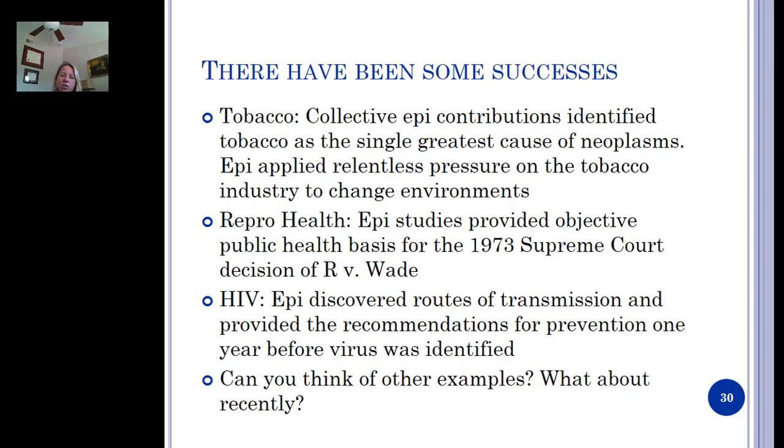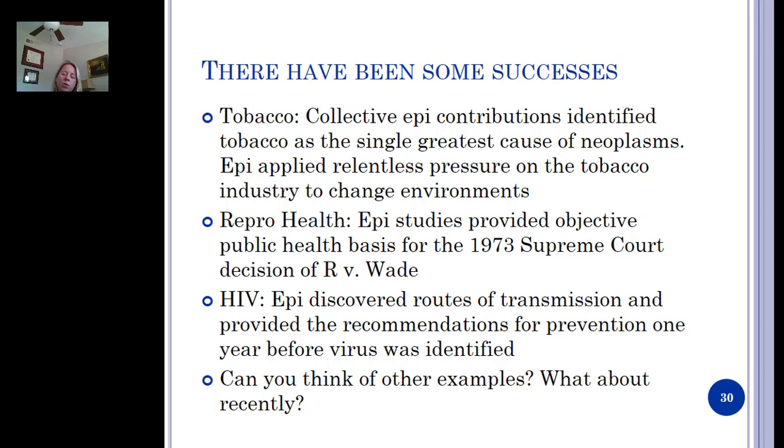Another good example of epidemiology success is in reproductive health. It was through epidemiologic studies that findings were derived that then provided an objective public health basis for the 1973 Supreme Court decision of Roe versus Wade. And specifically, the studies provided evidence to support the risks involved of late termination, as well as failure to allow for that, and how it could have a negative impact in terms of women seeking terminations through non-healthcare systems and the risks involved therein.